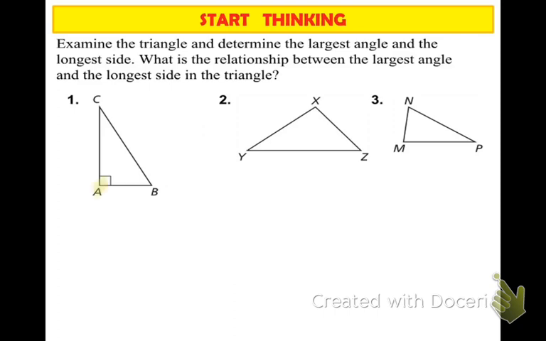What is the longest side? CB, which is my hypotenuse. Where do you only find hypotenuses? In a right triangle. So if it's not a right triangle, it's not a hypotenuse. Number 2, which angle looks like the largest angle, aka the widest angle?